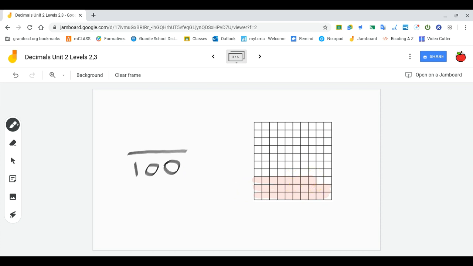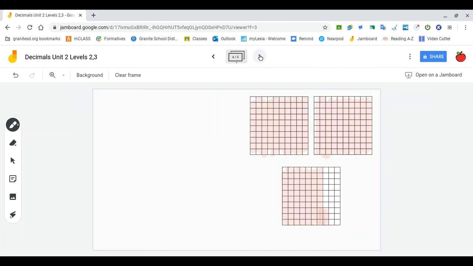Another strategy I could use is knowing that if all three were filled in, I would have 30, but I have two less than 30. So 30 minus these two would be 28, depending on how you want to think about it. Either way, I'm going to get to 28 hundredths, which is the fraction form of this model.